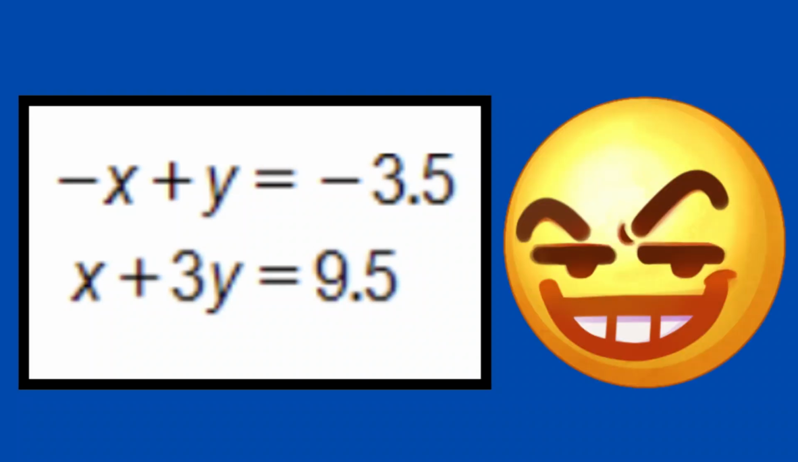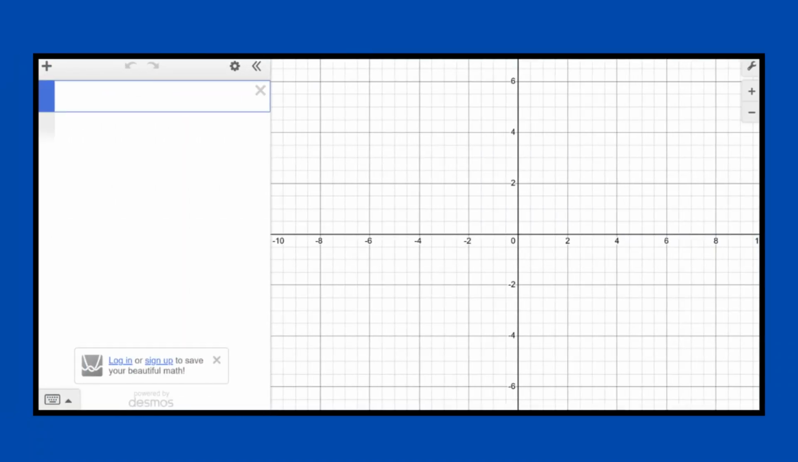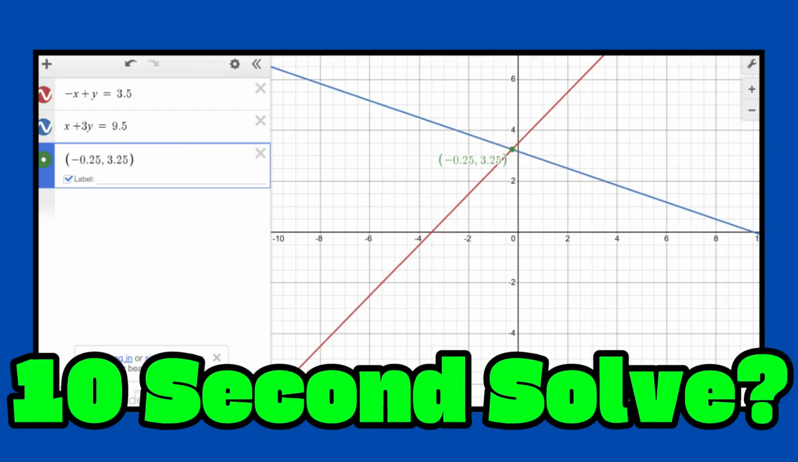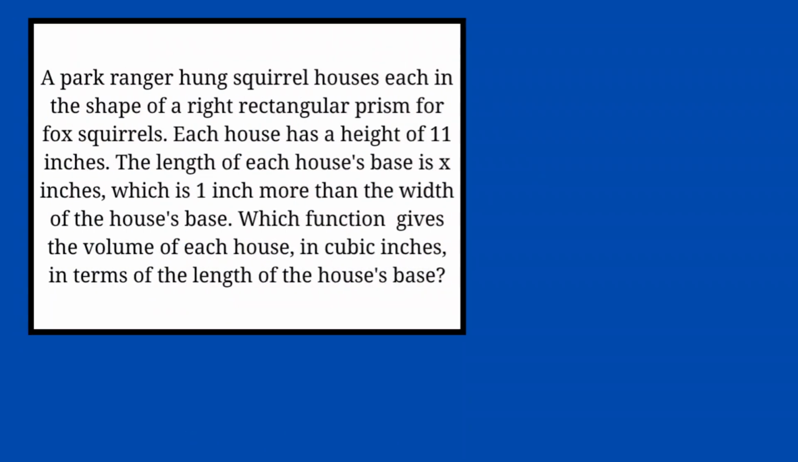If you see a question like this on the SAT math section, I know you're licking your lips. Just go over to Desmos, plug in both equations, and you're done. What was that? 10 seconds? But what happens when you see a question like this?